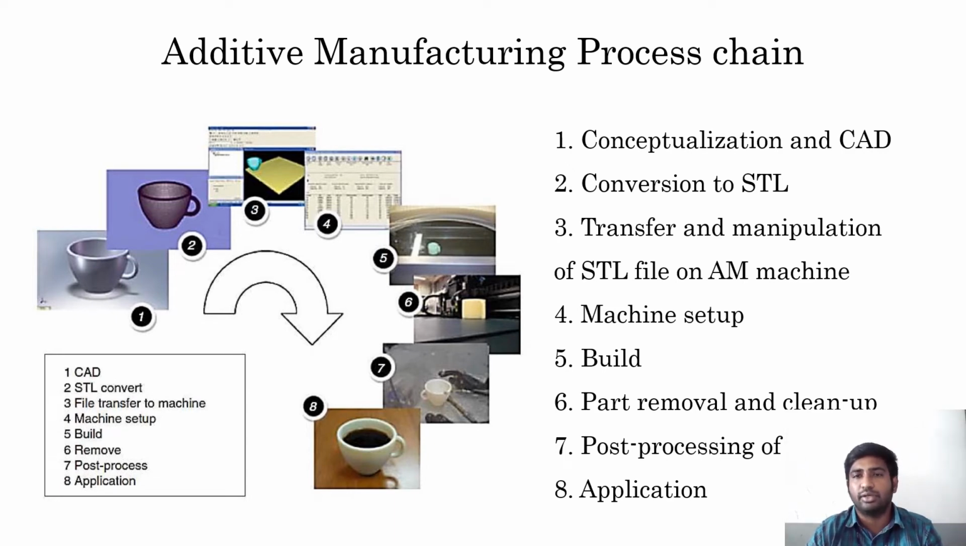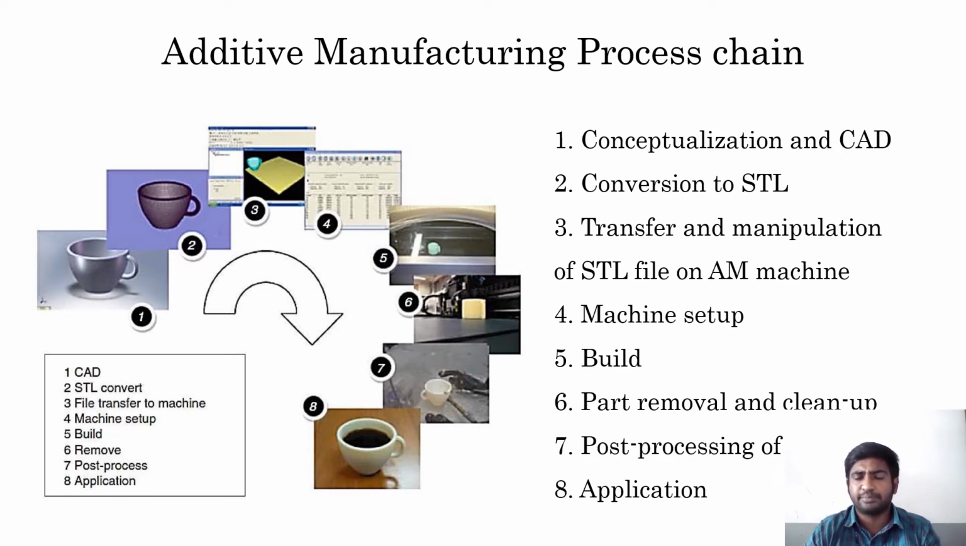Then after that, the machine setup for creating the base layer is done. After that, the build. You know that rapid prototyping or additive manufacturing is based on a layer by layer technique. So first we create the base layer. After that, further layers are created above the base layer. Then part removal and cleanup is done in step 6. After that, post processing.